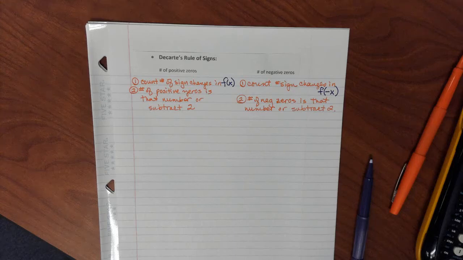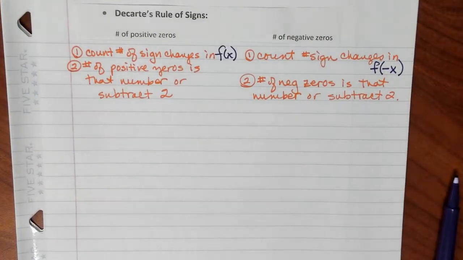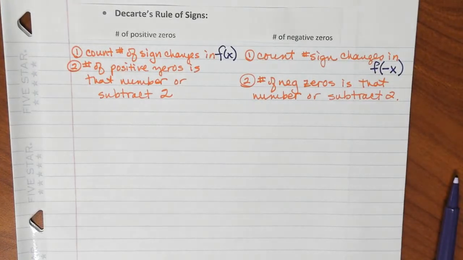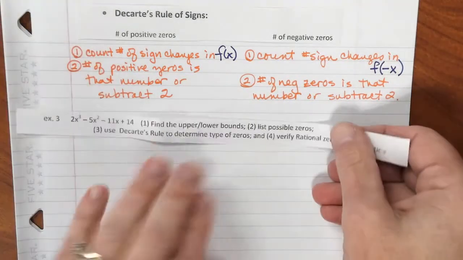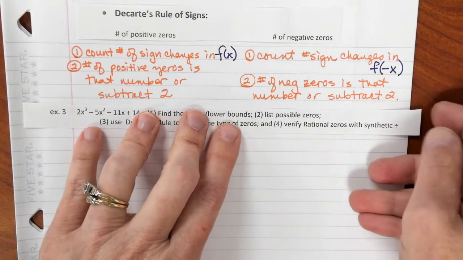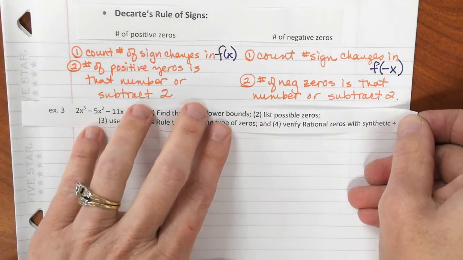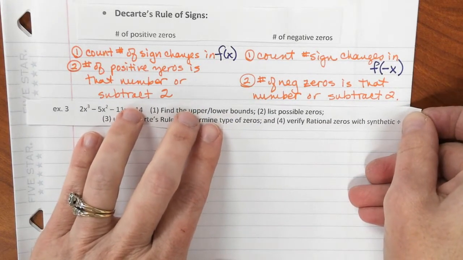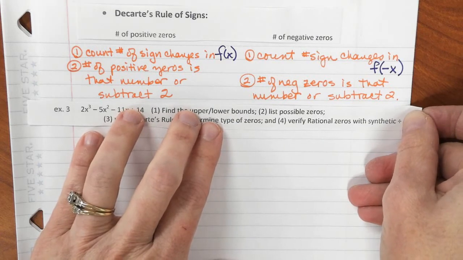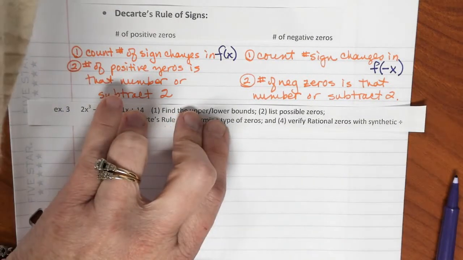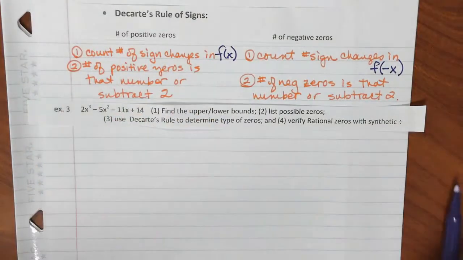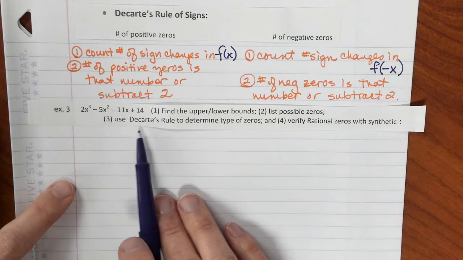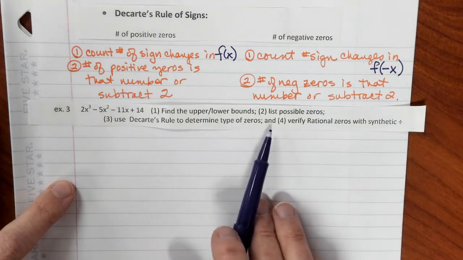Welcome back to part 2 of lesson 2.4, and as promised we are now going to do an example that I wrote out in your paper. So I'd like you to copy that, put that there. Looks like I need to trim that a little bit, which I will do in a minute. But I want you to tape that in. And we're going to jump to part 3 where it says use Descartes' rule to determine the type of zeros.